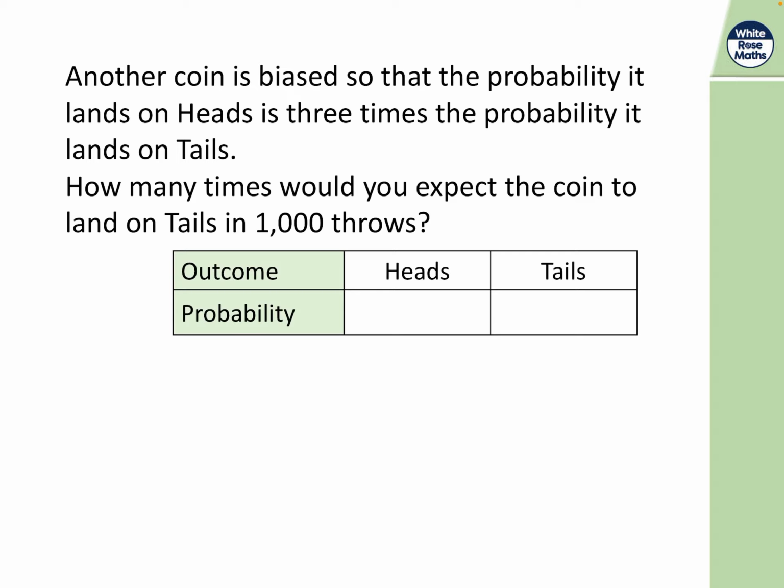So the probability that it lands on heads is 3 times the probability that it lands on tails. So if we call tails x, then heads would be 3x because it's 3 times the probability that it lands on tails. We know that probabilities always have to add up to make 1. So if we add the probability of heads, the 3x, with the probability of tails, which is x, then that's going to give us 1. x add 3x is 4x is equal to 1, and then divide by 4 to get the probability of x, or to get the probability of tails.